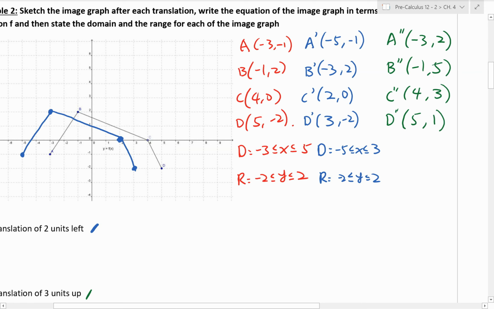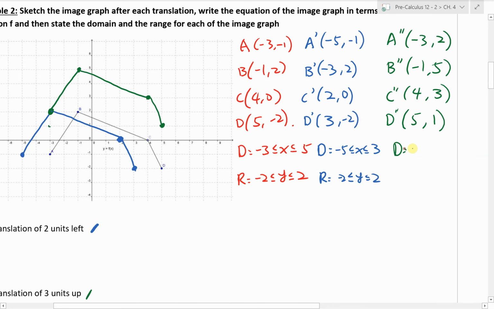So now I can plot. -3 and 2 is here. -1 and 5. And then 4 and 3. Finally 5 and 1. So there is my graph for part B. You notice how the shape remains the same. It's just that we are shifting the graph sideways or up and down.